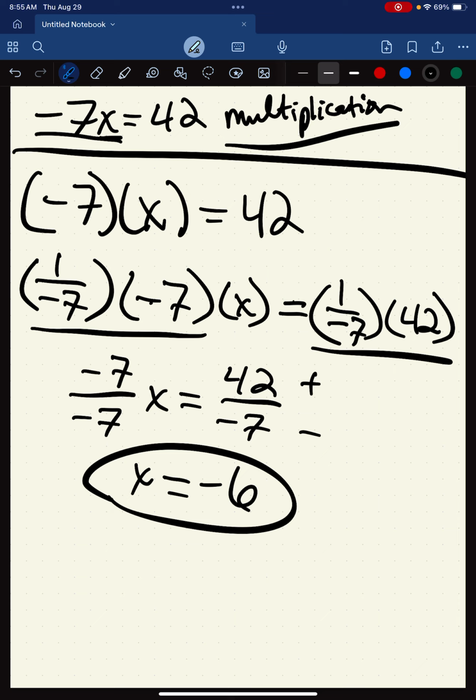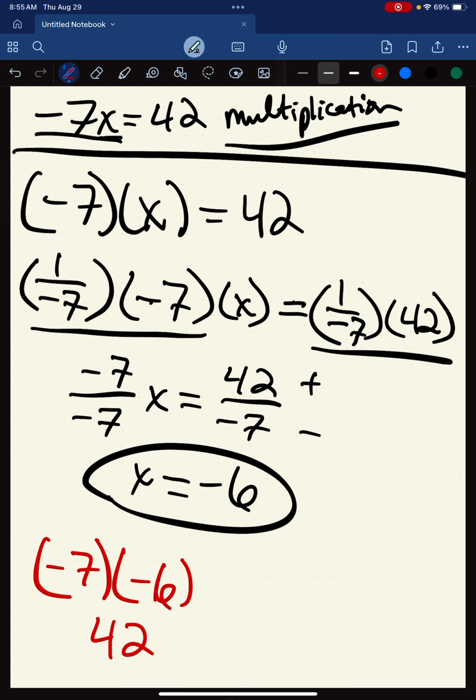And whenever we go and plug this back in, hopefully it makes sense. Negative 7 times negative 6. Well, this is a negative times negative. That's a positive, right? 42. And that is, in fact, the case.